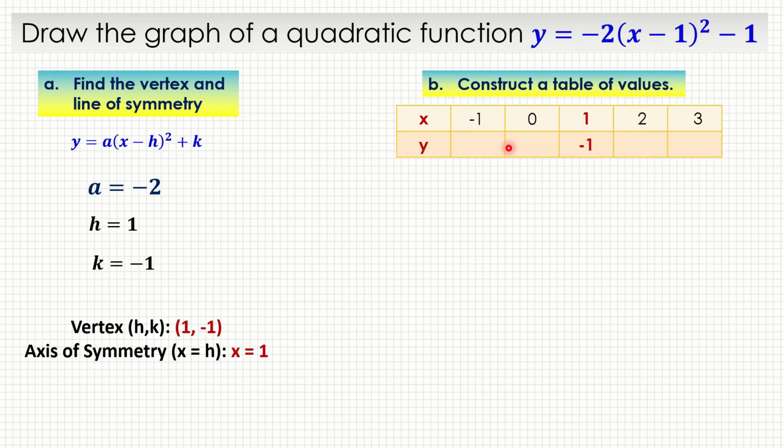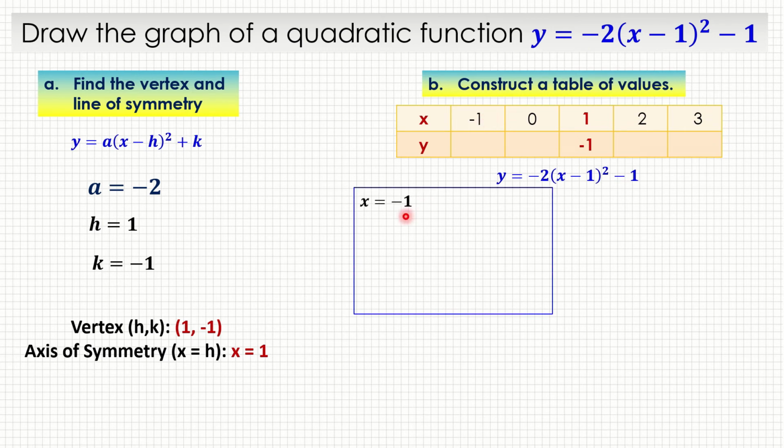Now, let us find the values of y using the equation y is equal to -2 times the square of x minus 1, minus 1. Start with x is equal to -1. Substitute it to our equation, so we have y is equal to -2 times (-1 minus 1) squared minus 1. And that one will give us -2 times 4 minus 1, which is equal to -8 minus 1, and that is -9. Therefore, the value of our first y is equal to -9.